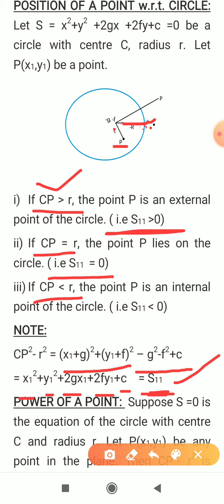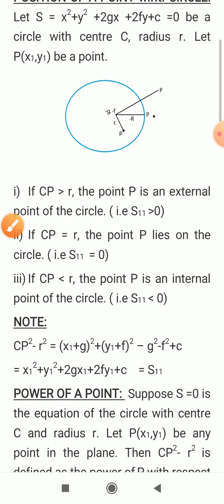For that, you find simply S11. If S11 is greater than 0, the point is an external point of the circle. If S11 is equal to 0, the point is on the circle. That means the point lies on the circle. If S11 is less than 0, the point is an internal point of the circle. This is a 2-marks concept, important in IPE.